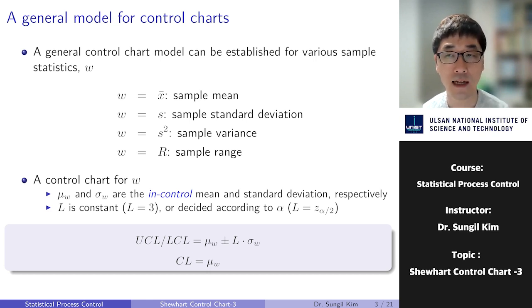Let's consider a general sample statistic W, which can be sample mean, sample standard deviation, sample variance, or sample range. For a sample statistic, a general control chart model can be mu W plus minus L sigma W for upper control limit and lower control limit, and mu W for central line. Here, mu W and sigma W are the in control mean and standard deviation, respectively. This means that if we know mu W and sigma W of the sample statistic, then we can simply apply them into the formula and establish its control chart.